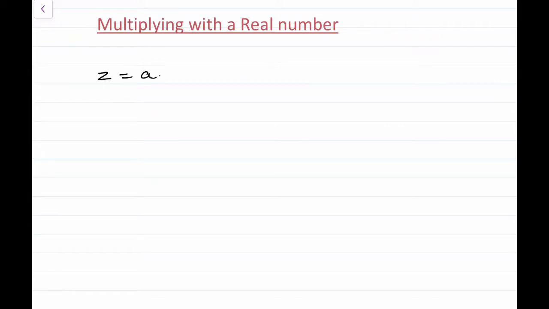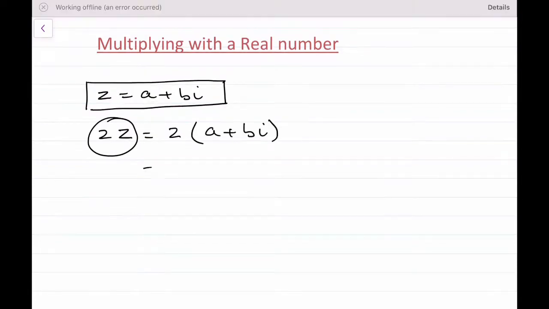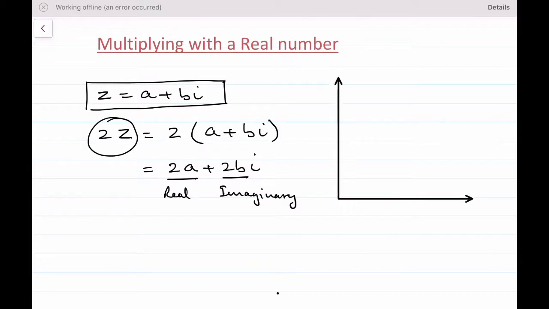So if z equals a plus bi is a complex number, and we take 2 as a real number, then 2z will be 2 times a plus bi, and that will be 2a plus 2bi. So 2a is the real part and 2b is the imaginary part of it. And let's plot z and 2z on the real and imaginary axes.